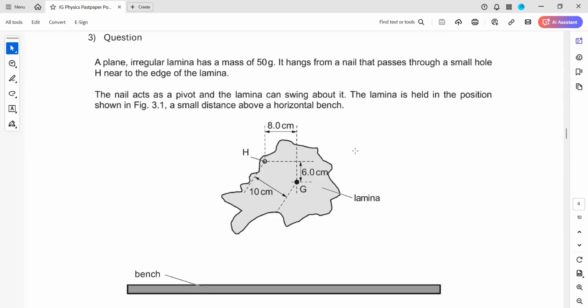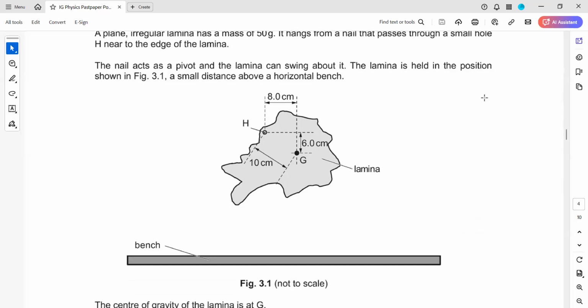Question 3. A plane irregular lamina has a mass of 50 grams. It hangs from a nail that passes through a small hole H near the edge of the lamina. The nail acts as a pivot, a point of rotation. The lamina can swing about it. It can oscillate. So what will happen?